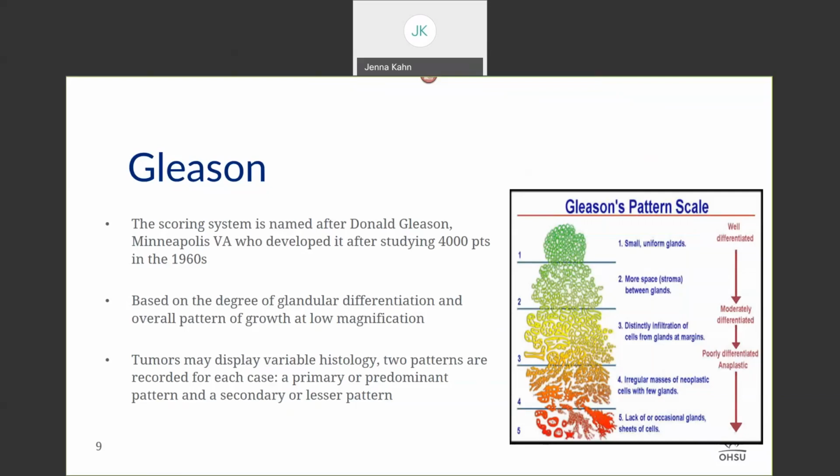Tumors may display variable histologies, and 2 patterns are recorded for each disease. The primary is the first, the predominant pattern, and then there's a secondary or lesser pattern. You can see here the Gleason pattern scale from 1 to 5, being well differentiated to more poorly differentiated. So as you go up in your Gleason score, it usually has a worse histology.